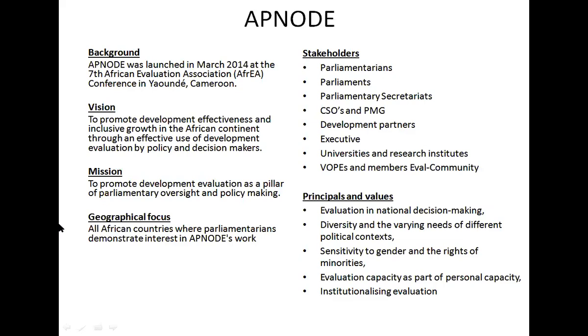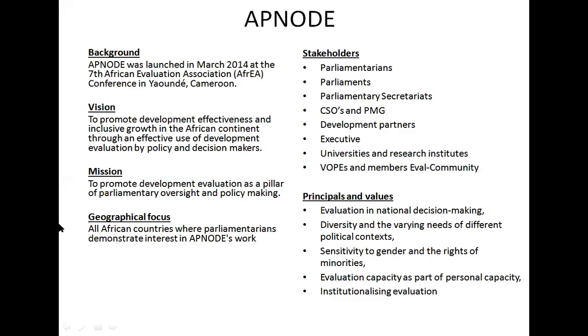AFNOD was launched in March 2014 at the 7th African Evaluation Association conference that was held in Yaoundé, Cameroon. AFNOD works towards enhancing the capacity of both parliaments as institutions and African parliamentarians as individuals to improve their oversight, policymaking, and national decision-making roles. This is done by using multiple activities for bridging the gap between evaluators who provide the evidence and parliamentarians, encouraging parliamentarians and parliaments to institutionalize evaluation, and empowering them to warrant evaluation that responds to their demands.